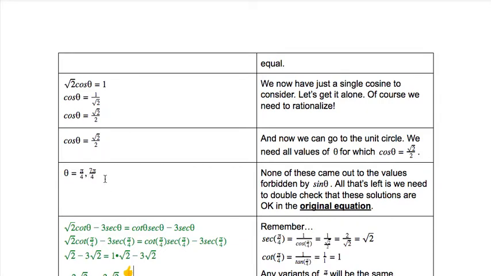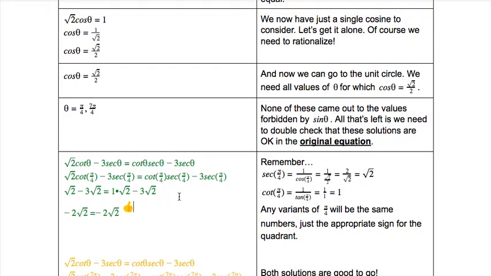Well, that wasn't 0 or pi, which is what we said was forbidden. So we just need to double check. And keep in mind, we always go back to the original equation, just in case something we did along the way caused a problem. So I'm going to head back.